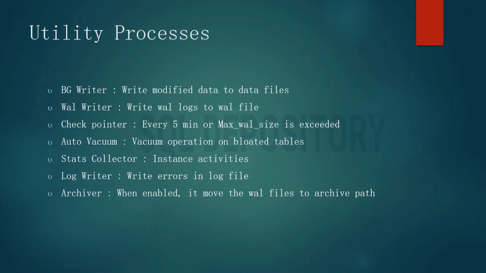As we have already discussed, bloated tables are nothing but the fragmented tables which have a lot of free space available and the data is fragmented. So auto vacuum will go ahead and defragment those tables. Then you have a stats collector which contains the instance activities. I will cover this in the next videos where you will get to know more about it. And then you have the log writer which writes error logs in the log file. Then the archiver process, when enabled, moves the Wal files into the archive path.